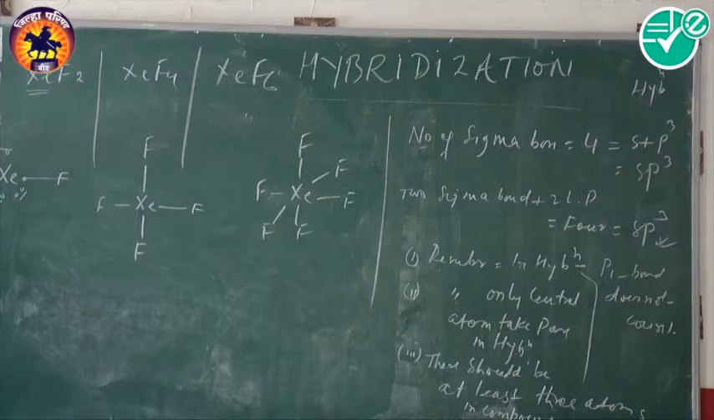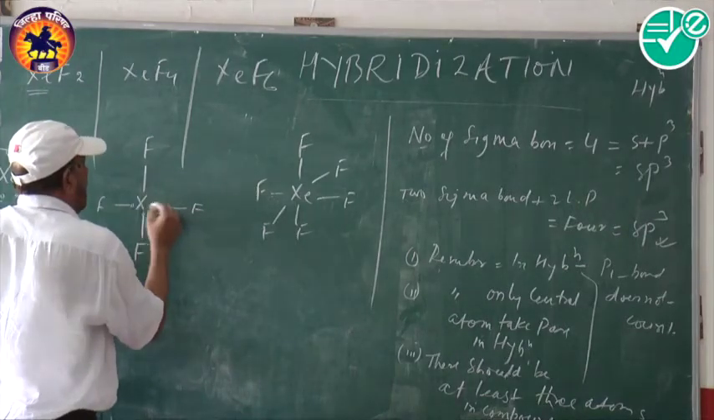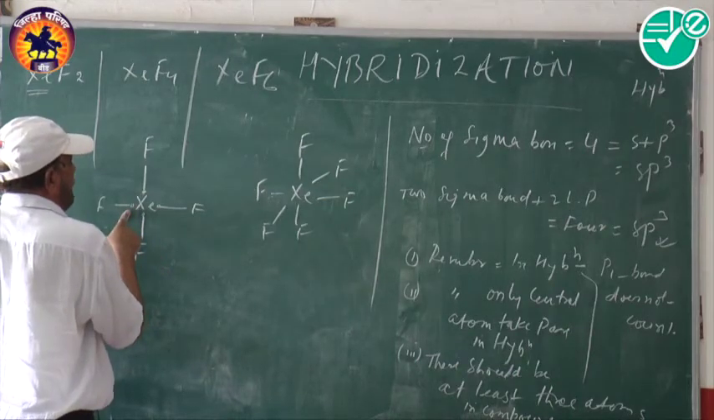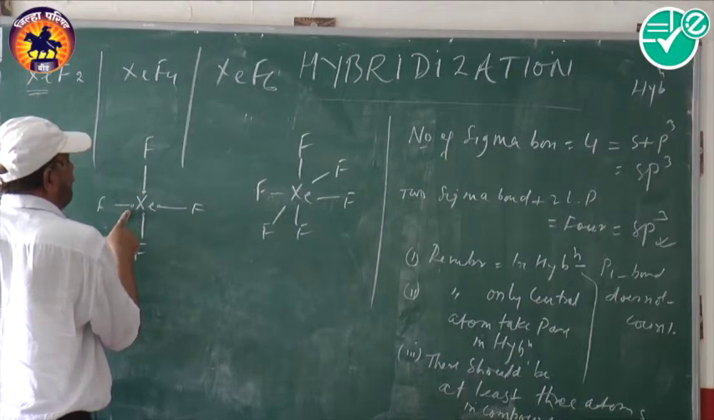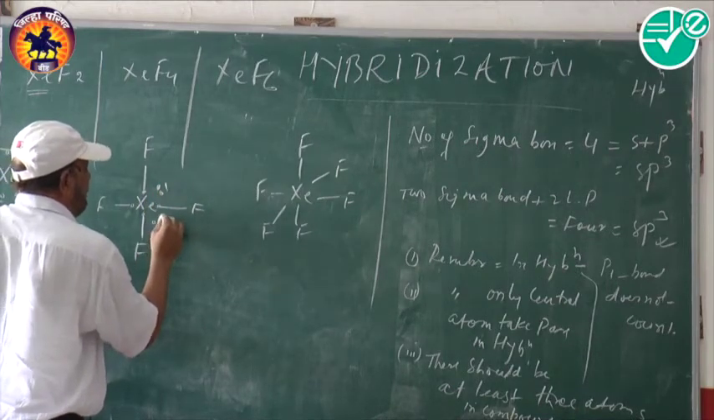Okay. So 1 sigma, 2 sigma, 3 lone pair. 2 sigma plus 3 lone pair, total is 5. Here there are 4 electrons used. Remaining electrons are 4 more: 1 lone pair and 2 lone pair.